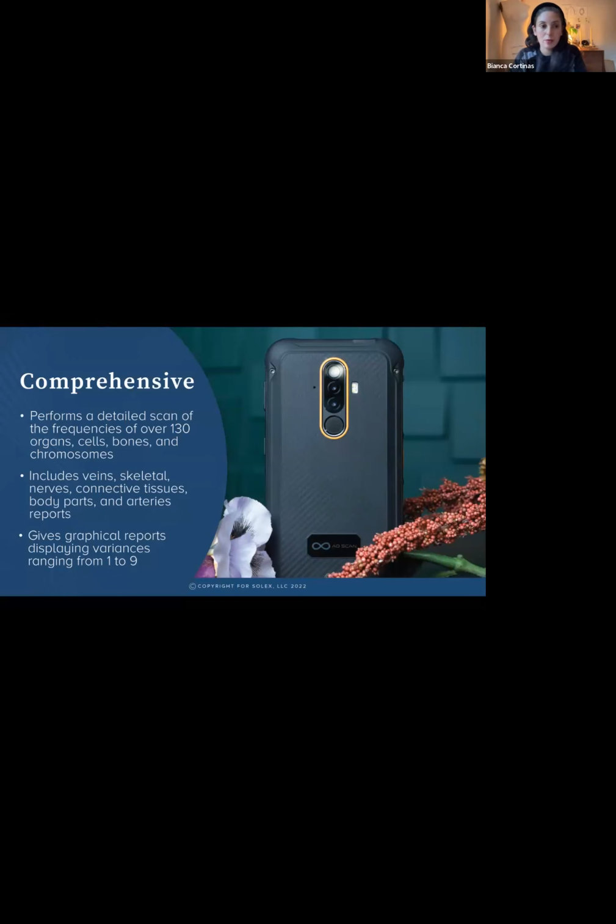So yeah, the next scan is the comprehensive. The comprehensive performs a detailed scan of the frequencies of over 130 organs, cells, bones, and chromosomes. It includes veins, skeletal nerves, connective tissue, body parts, and artery reports. It gives graphical reports displaying variances ranging from 1 to 9. And they're very graphic. If you look at the report, you're getting a full-on anatomy lesson. It's incredible to see what's inside of our body. I find it pretty fascinating. We don't think about it on a daily basis. I actually never thought about it until I had this in my hand. I mean, we are billions of cells. It's pretty crazy.